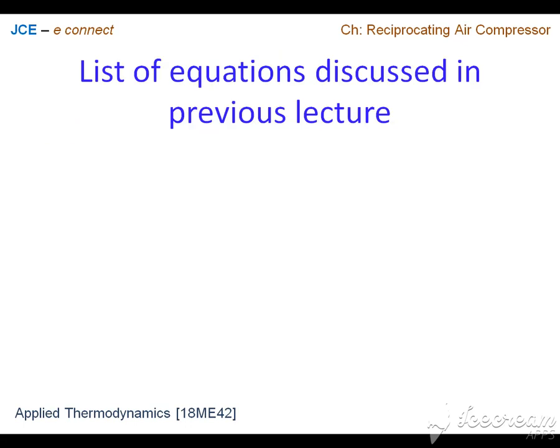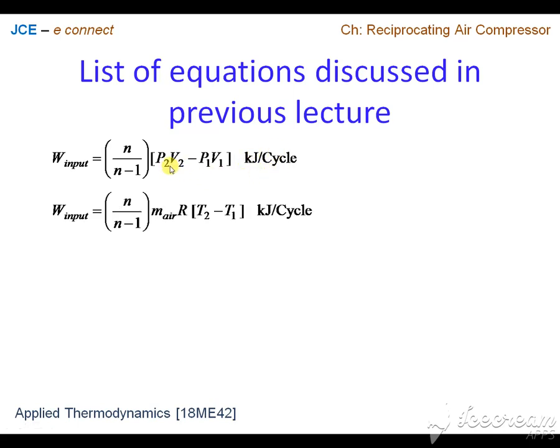Before we proceed with a numerical, let us first look at the basic equations which we have derived in our previous class. Here we have an equation for work input to the compressor for a polytropic process. Note that this work is in terms of kilojoule per cycle.